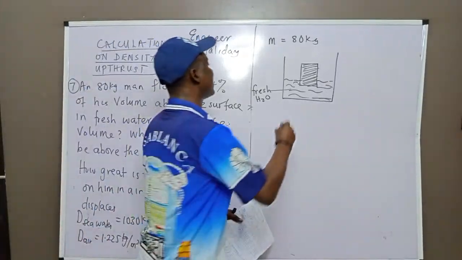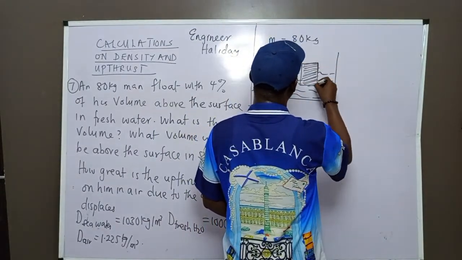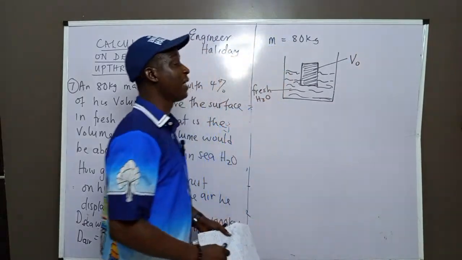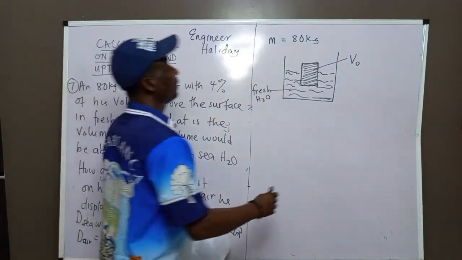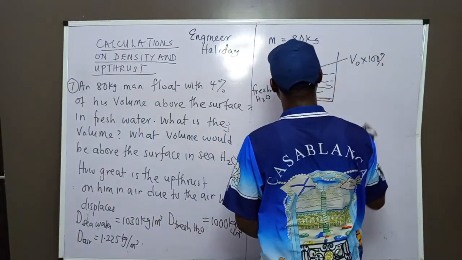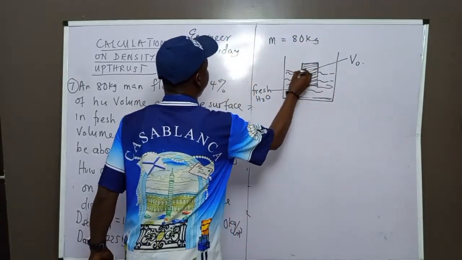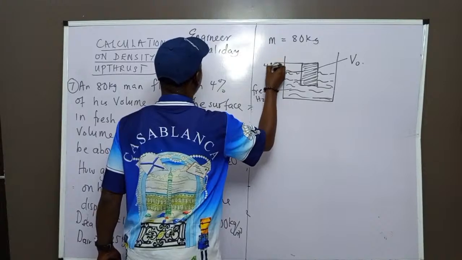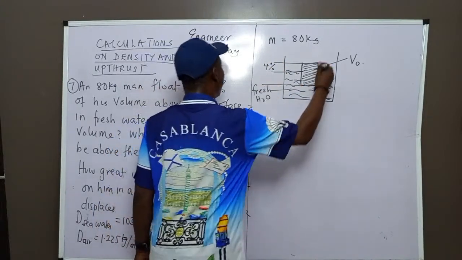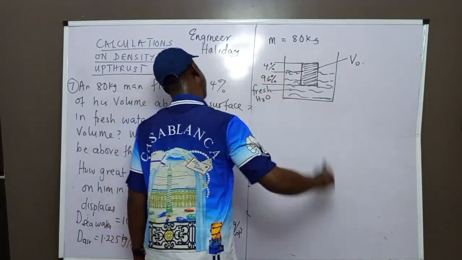Now, 4% of this. The whole body contains 100%. The volume of the object is 100%, and the 100% is named as 1. So if 4% is above the water, what will be inside the water? 100% minus 4 will give us 96% inside the water.